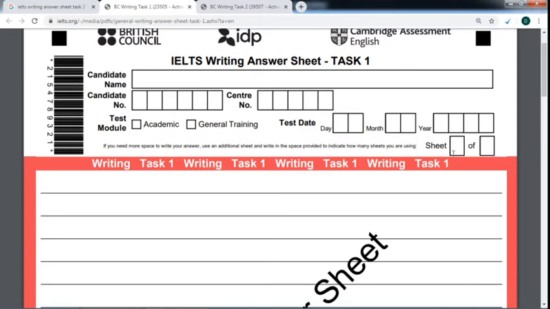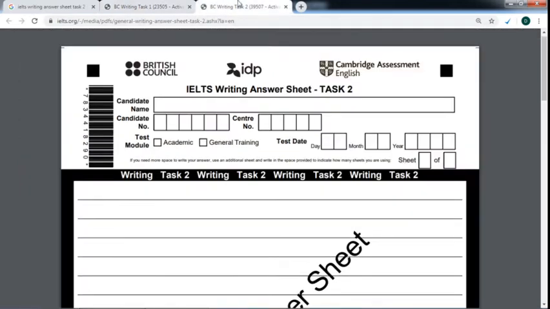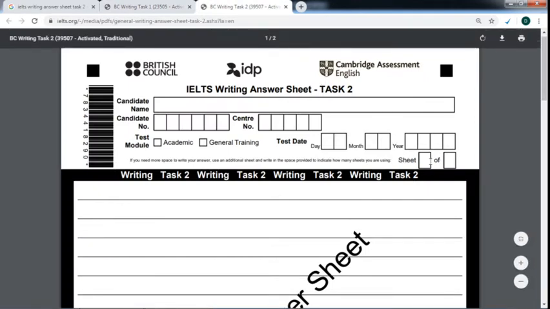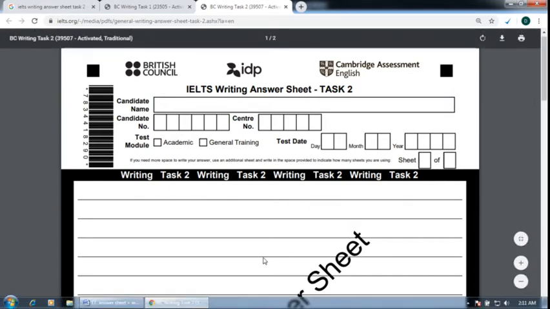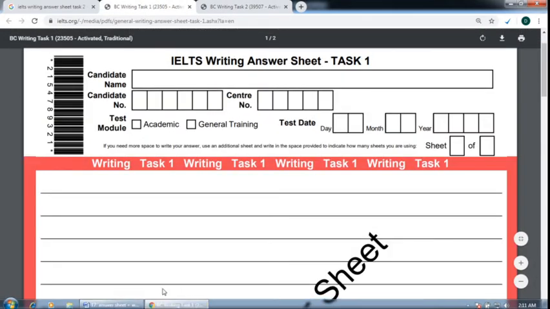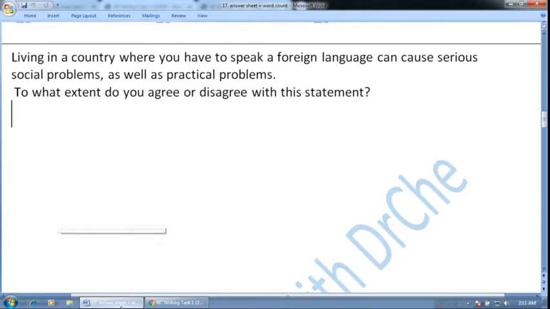And if you have used 2 sheets, this is one, and another sheet for task 1. Mostly we use only 1 sheet for task 1, so we will write 1 out of 1. But in task 2, mostly students use 2 sheets. You can also use 1, because it is sufficient. If you use 2, on the first you would write 1 of 2, and on the second you would write 2 of 2. If you use only 1, you can write 1 of 1. Next I will tell you how to write on the answer sheet.